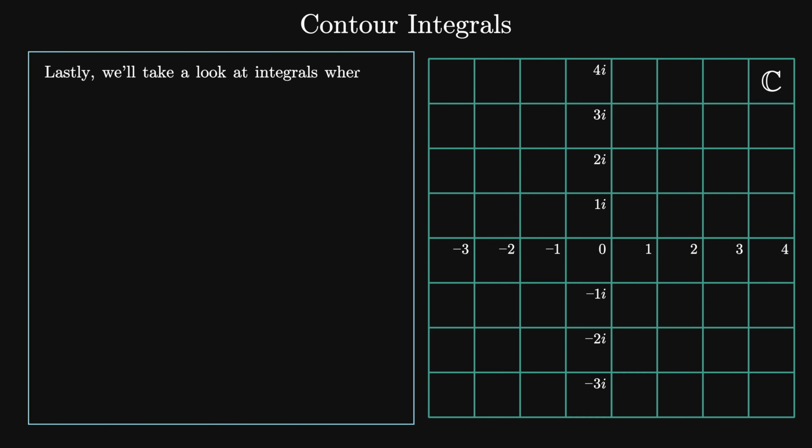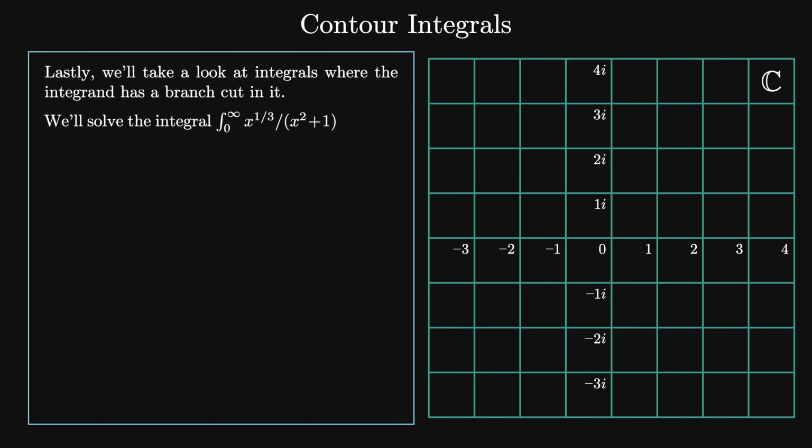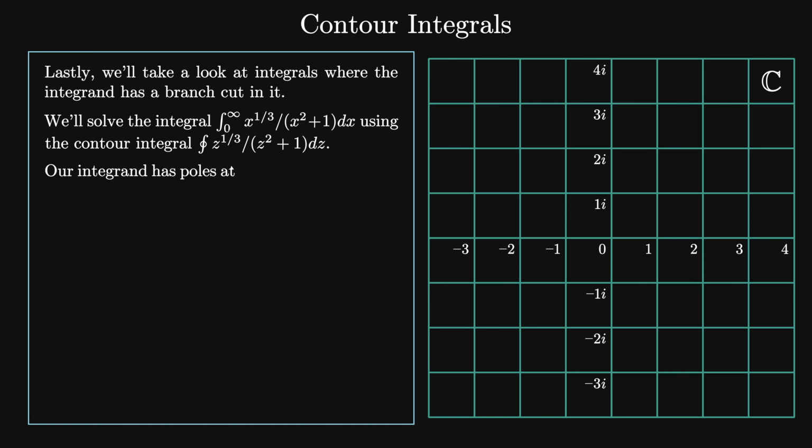Lastly, we'll take a look at integrals where the integrand has a branch cut in it. We'll solve the integral from 0 to infinity of x to the 1/3 divided by x squared plus 1 dx using the contour integral of z to the 1/3 divided by z squared plus 1 dz. Our integrand has poles at plus and minus i and a branch point at 0, which we need to avoid.